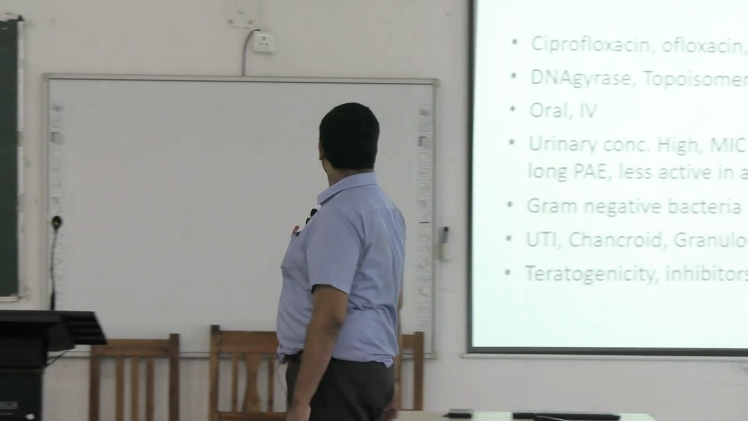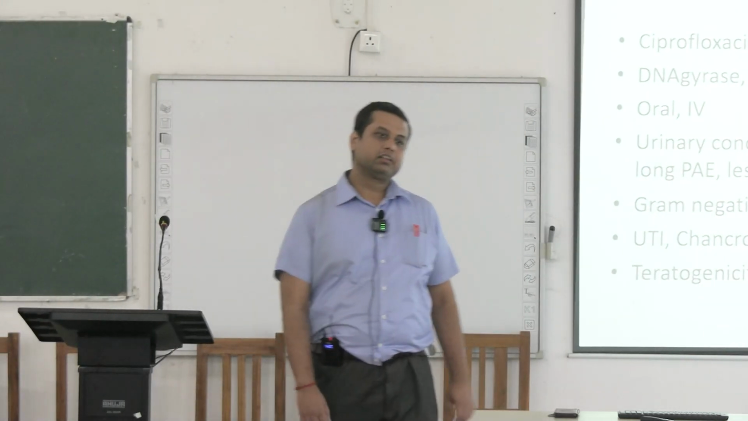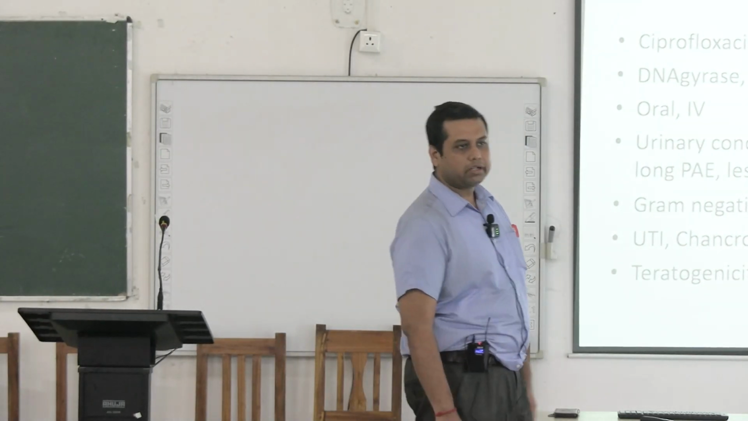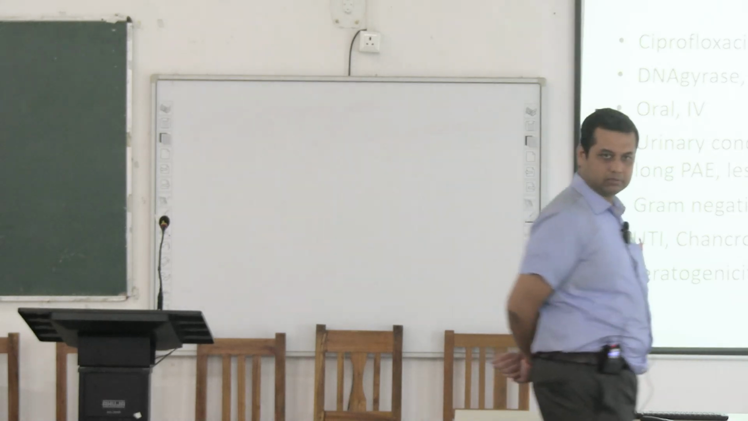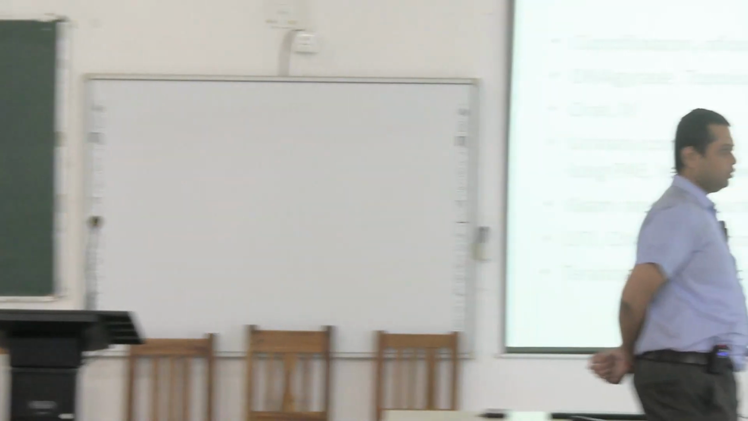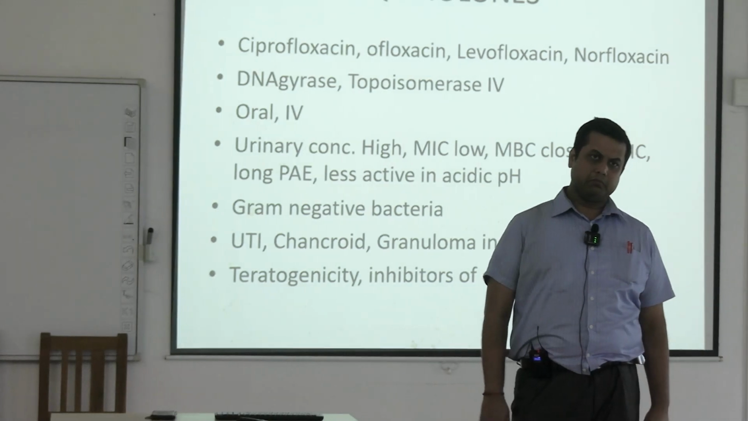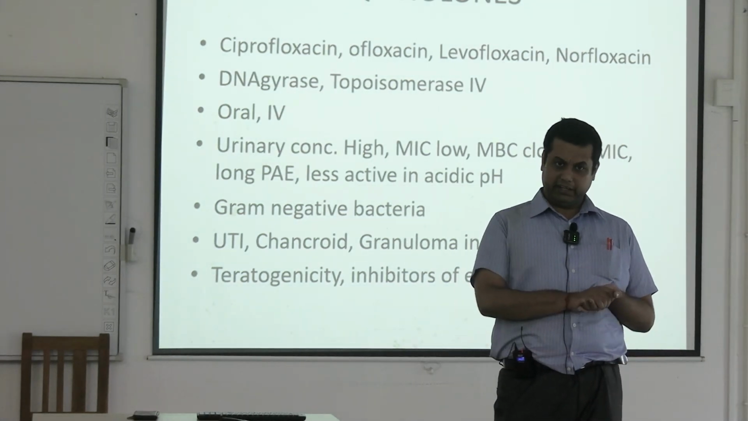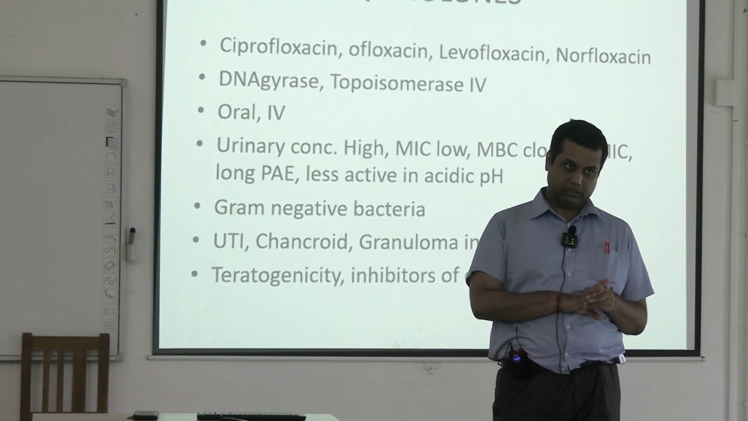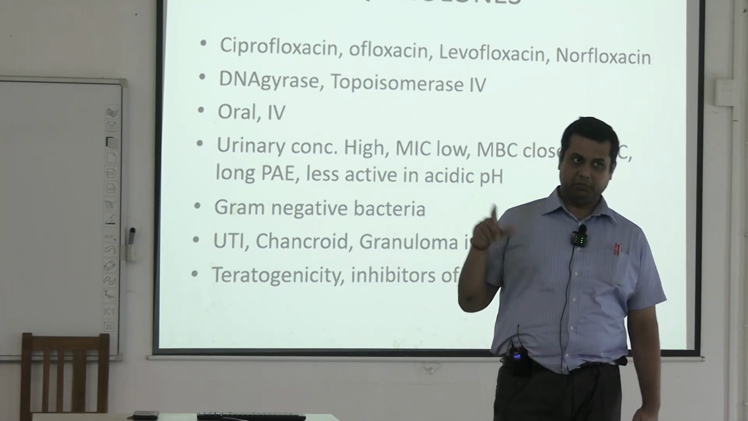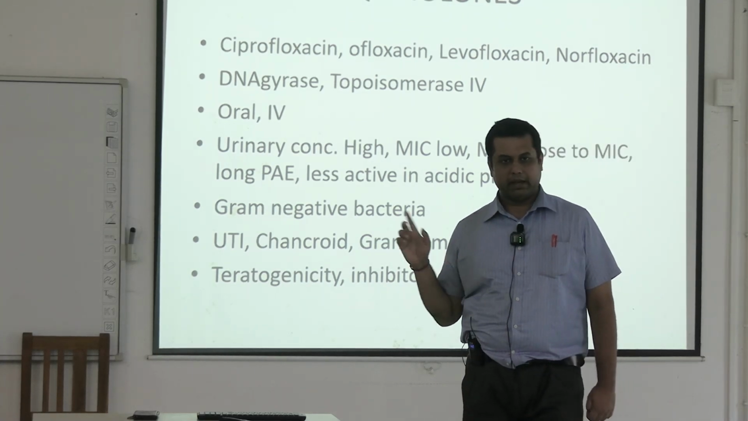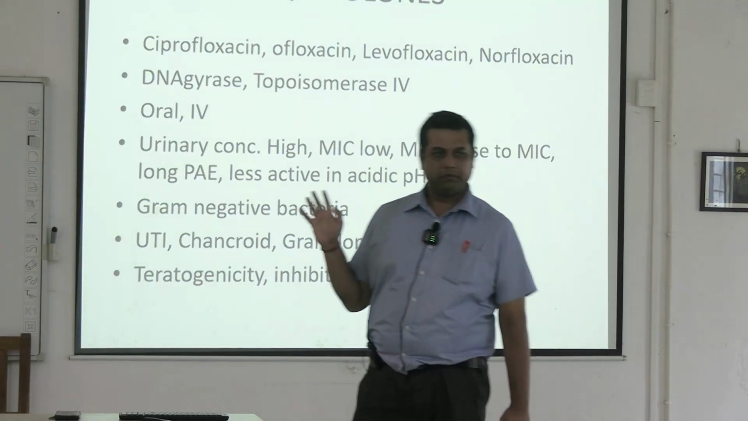Now fluoroquinolone also has this property of teratogenicity. So what does fluoroquinolone cause? It may cause rupture of tendon in adults. It crosses the placenta and may cause abnormality in the fetus.